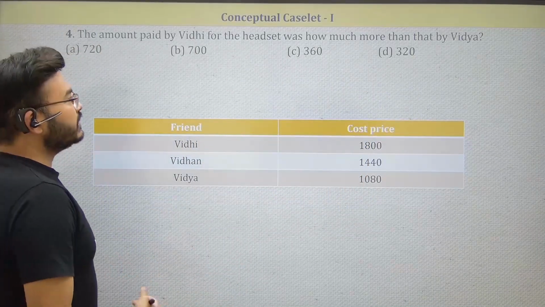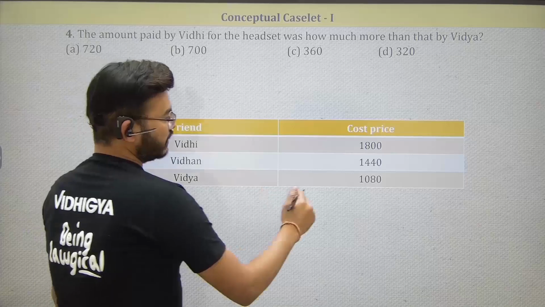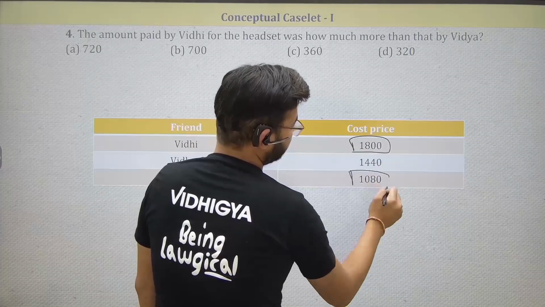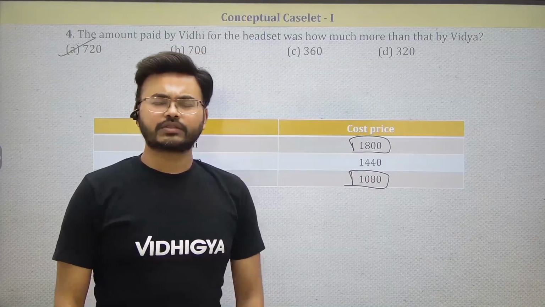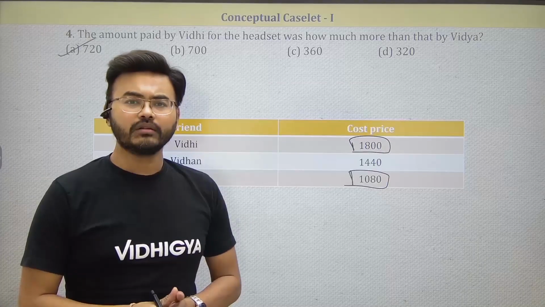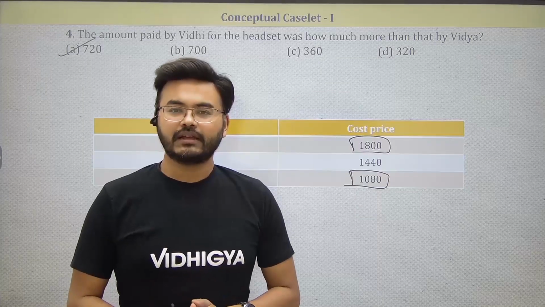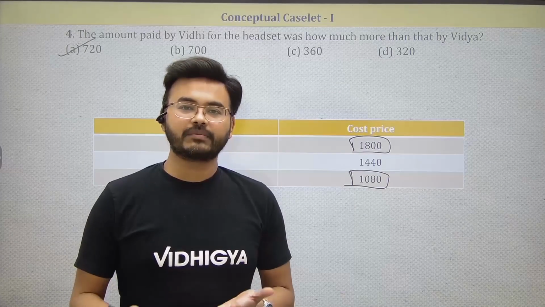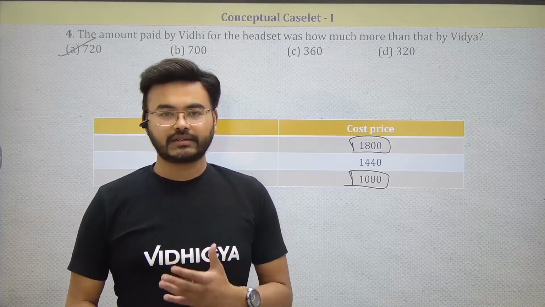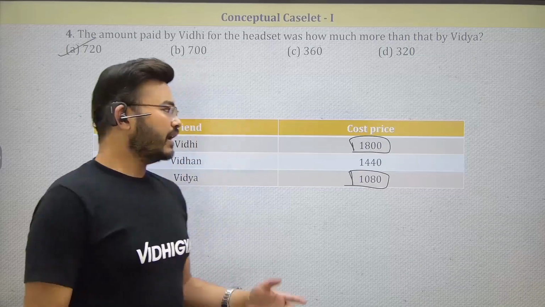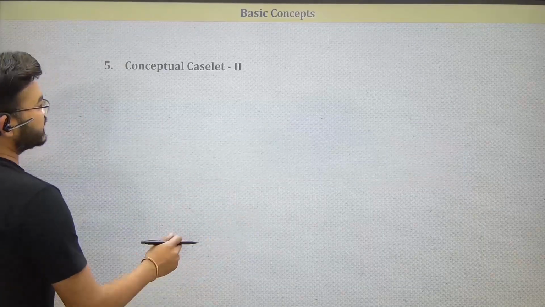The amount paid by Vidhi for the headset was how much more than that by Vidya? We need to just find the difference between 1800 and 1080. So that will be 720. Okay. So this was a very basic caselet on discounts and mark price. The only thing that we needed to understand was that the selling price for any shopkeeper becomes the cost price for the customer. Just by knowing that, we could establish the relation of every cost price and solve this particular caselet. Next caselet.